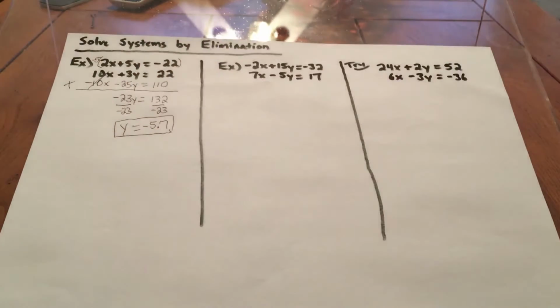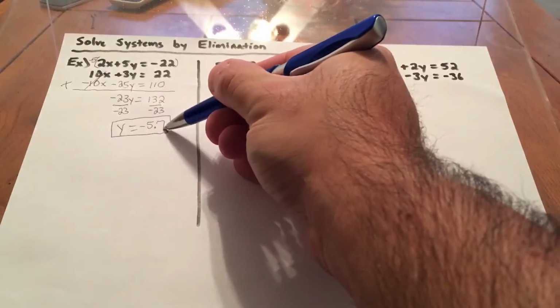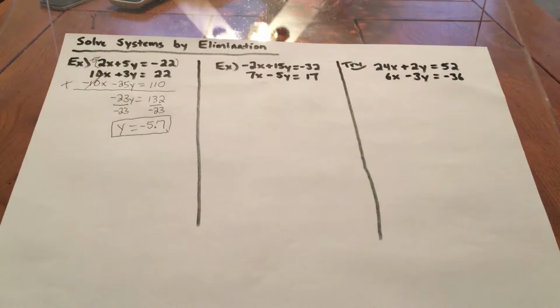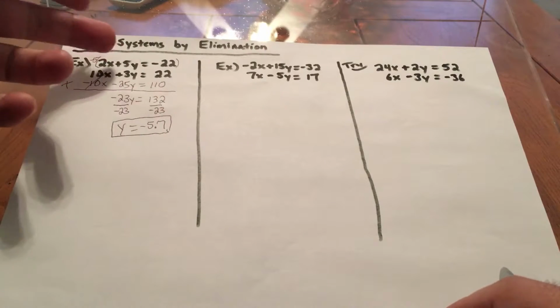And now basically we do what we did yesterday. Once we have an answer for y, then we need to come back up here to one of these equations, and where we see y, plug it in. And now this is where yesterday, once we got the answer, it was pretty quick to get the second one. Now it's going to take a little bit more work.